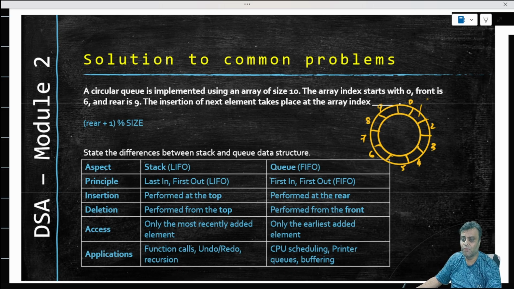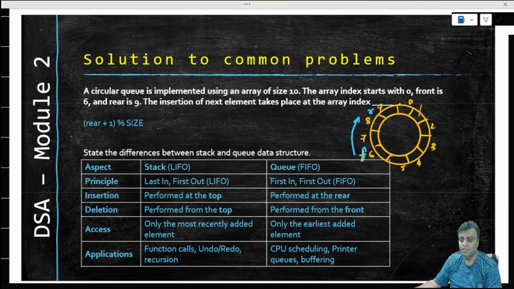Array index starts with 0. Front is at 6. Our front is here. And our rear is here. Rear is at 9. When do you think the next insertion will happen? Front is at 6, rear is 9, means queue is going in this direction, anti-clockwise. So there is 1 person in the queue, 2 persons, 3 persons, 4 persons in the queue. There are 4 persons in the queue, 6, 7, 8 and 9.